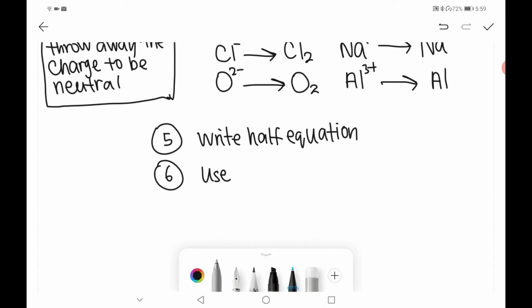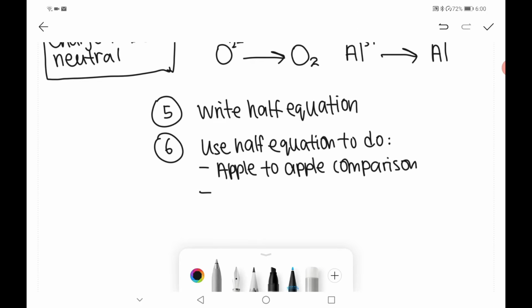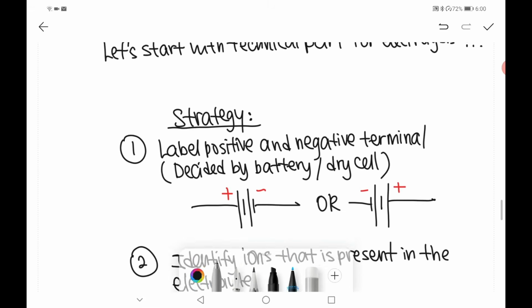You can use the half equation to do your apple to apple comparison. I assume all of you know what apple to apple comparison is, because we have done it so many times already. And you can use the half equation to get the observation, to tell people what you can see. What you can see, that is the observation. So that is the 6-step process.